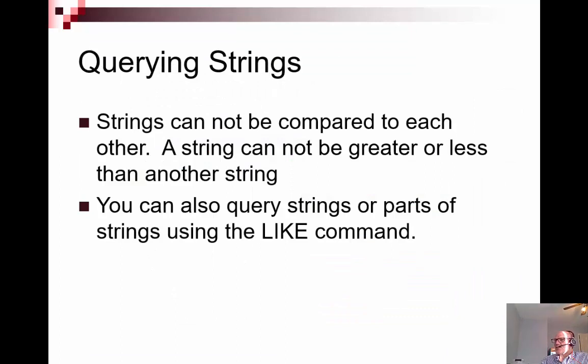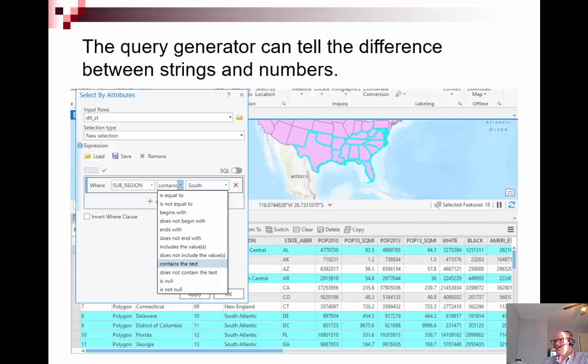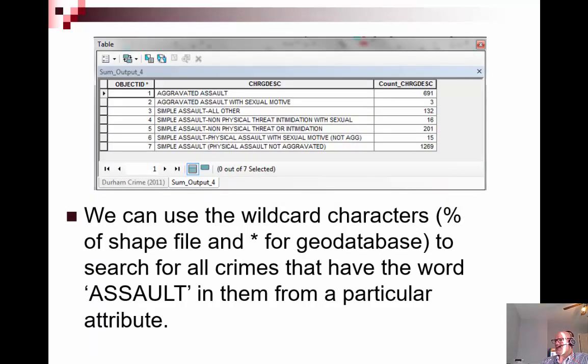So we can also query strings, because strings can't be compared to one another. I can't say one string is greater than another string. I can say values are, but I can use the like command, and like I alluded to before, it contains the text. So we can look for certain things that contain the text. And so I can look for everything here that has the word assault.